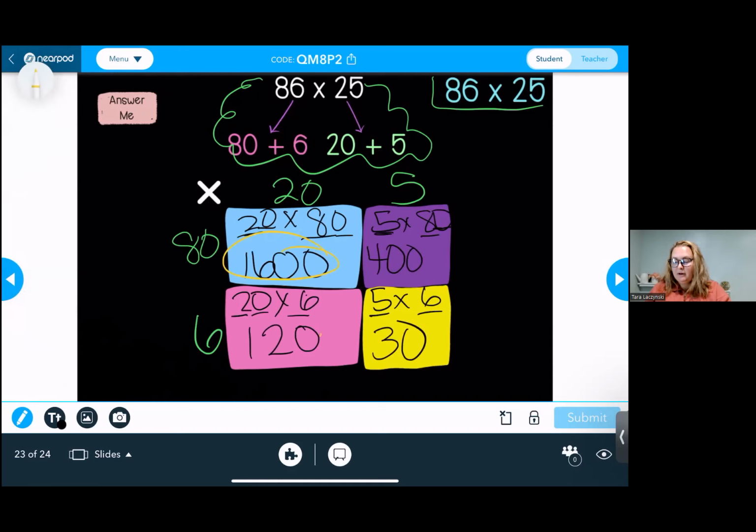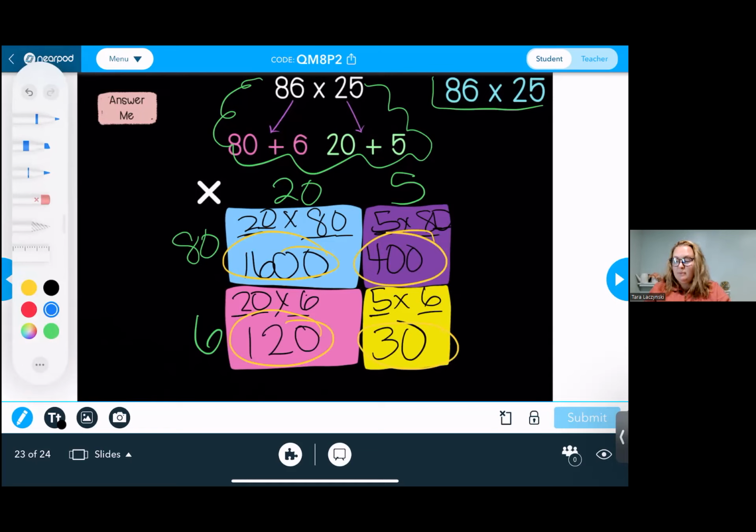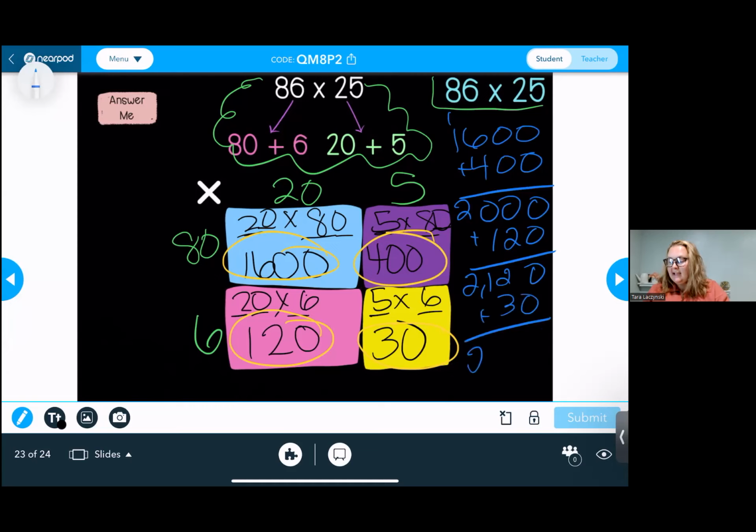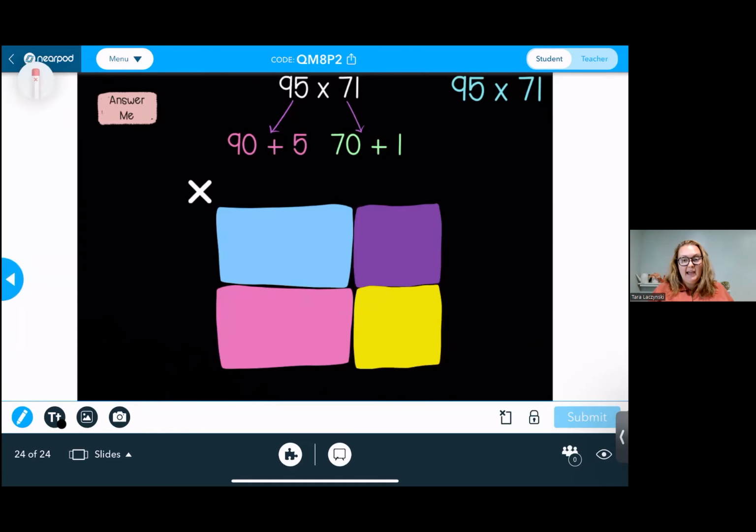These are my 4 numbers that I am going to now add up, stacking them in order from biggest to smallest. So I have 1,600 plus 400. When I add that, I get 2,000. I add my 120. When I add that, I get 2,120. I add my 30. I get 2,150. This is my final answer. Final answer, 2,150. Okay. Last example we're going to take a look at.